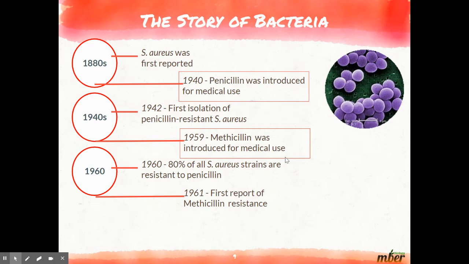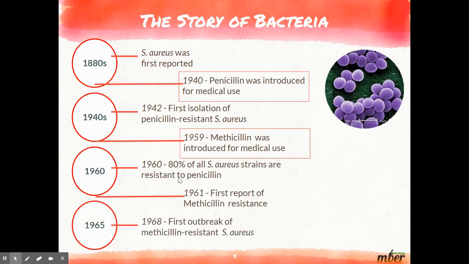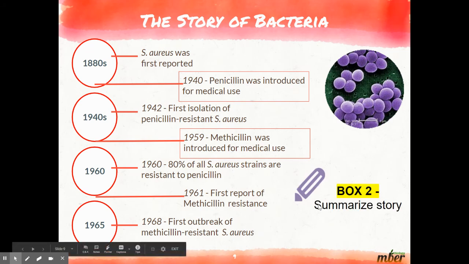Okay, so we're getting a new medicine. The bacteria is developing resistance. We're getting another one, and once again, it's developing a resistance. So resistance means that it's not killing it as effectively. It was once poisonous to it, and now it's not really doing anything. And by 1968, there was the first outbreak of methicillin-resistant S. aureus. So if we don't have medicine to fight the infection, then unfortunately that poor person is in for a world of hurt. So take a second and summarize the story in your own words.